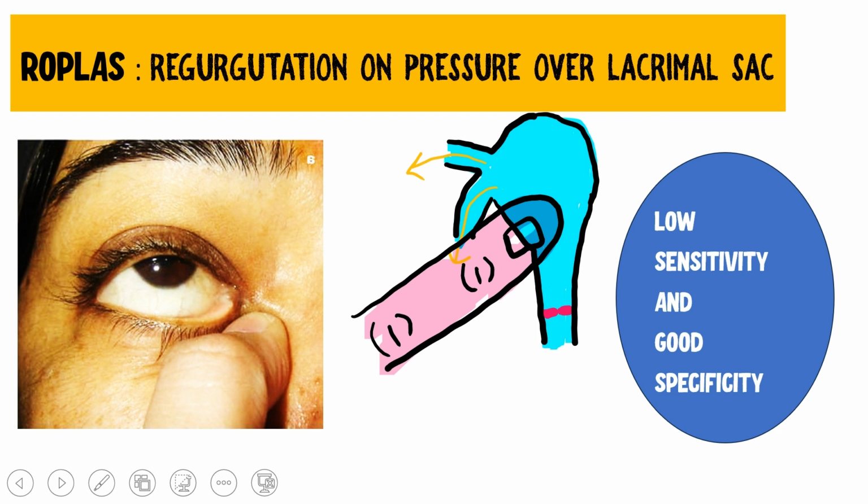Now, at this point, I would like to introduce one more term, and that term is ROPLAS. The ROPLAS, or ROPLAS, it stands for regurgitation on pressure over the lacrimal sac.